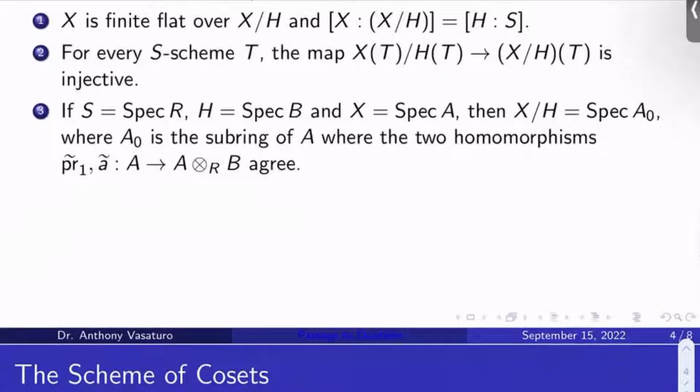And then if S is spec R and H is spec B, let's say, so we're working affine now. And let's say X is spec A, so everything's affine. Then it turns out X mod H is affine. It's spec of A naught. And what's A naught? A naught is the subring of A, where the two homomorphisms, the first projection tilde and A tilde, those are both maps from A to A tensor A tensor B over R. It's the subring of A where those two maps agree.